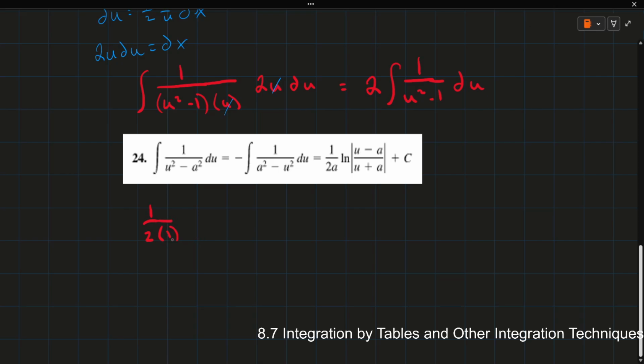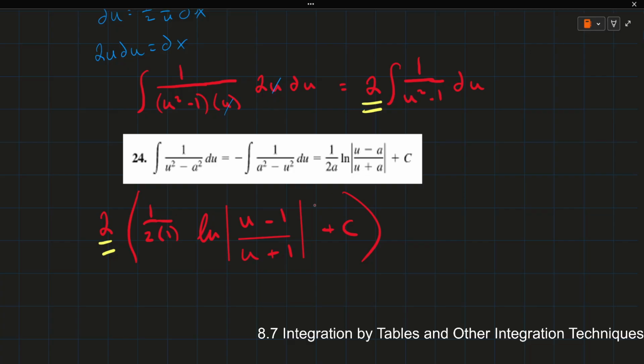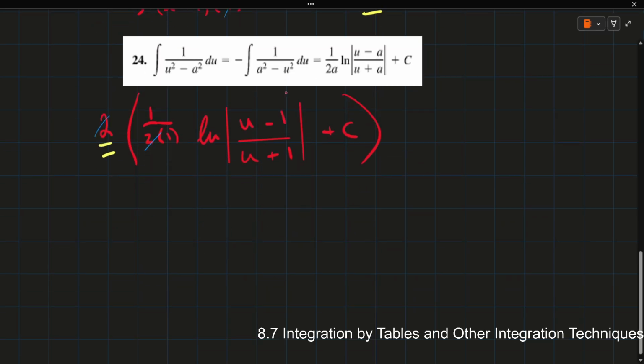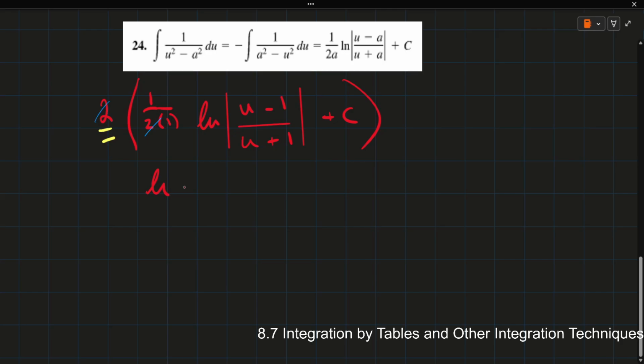One thing I'm going to do is put the 2 out here before I forget, because this 2 out here is still here, since we're just solving for the integral. So, 1 over 2 times 1, natural log of u minus 1 over u plus 1, close it up, and then plus c. I could have put the plus c outside, either way. Obviously 2 divided by 2 is 1, so that's pretty cool.